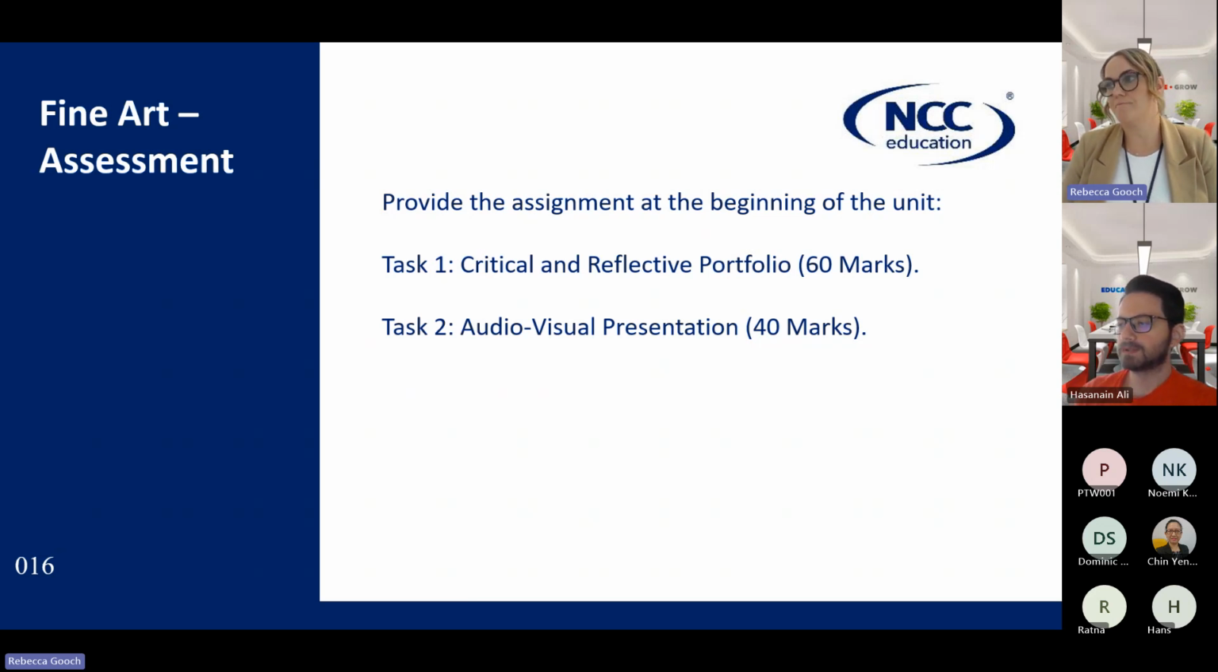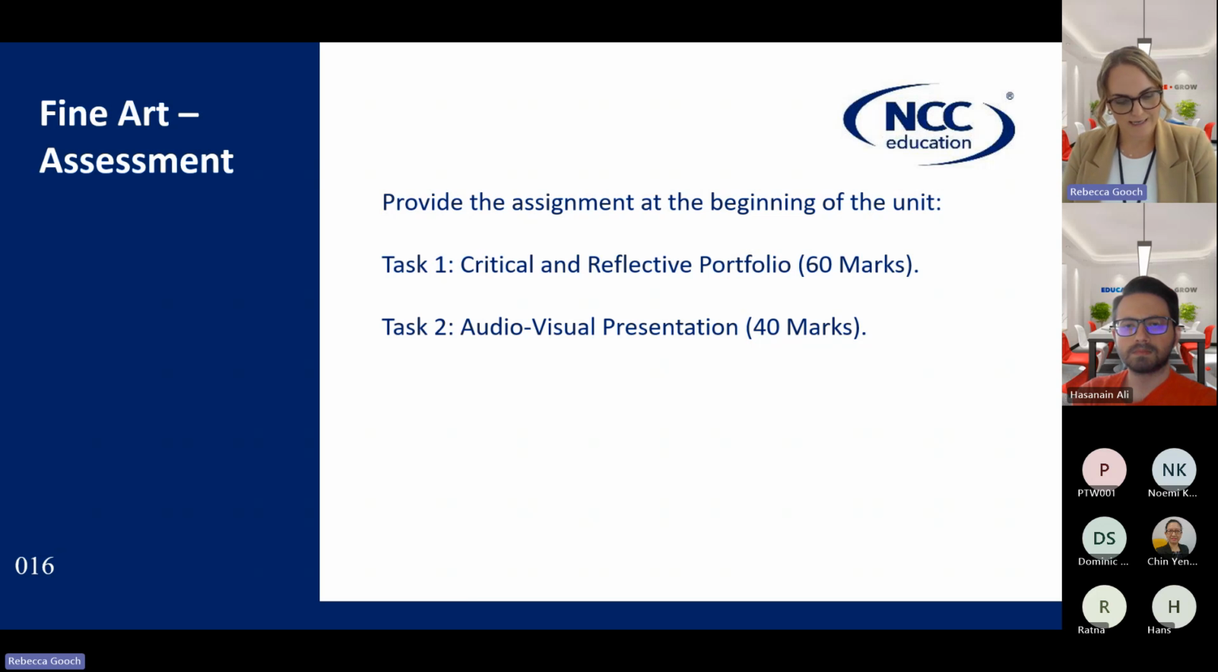So task 1 is about that critical and reflective portfolio. It's really important to encourage students to select a style, a movement, or an area that truly interests them, as well as enhancing the production of their portfolio. I think you know yourself, there's nothing worse than working on something that doesn't interest you, and students can really get stuck into the research and development and the production of that.